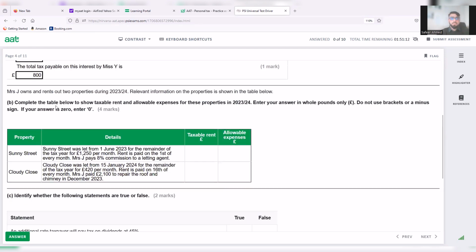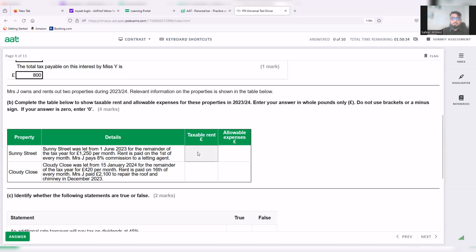Mrs. J owns and rents 2 properties during 23-24. Relevant information on the property is shown in the table below. Again, it is very important that you follow the instructions. If you are AAT level 4 personal tax students, as you can see, enter your answer in whole pounds only. The first one, Sunny Street, was let from 1st of June 2023 for the remainder of the tax year for £1,250 per month. Rent is paid on the 1st of every month. Mrs. J pays 8% commission to a letting agent.